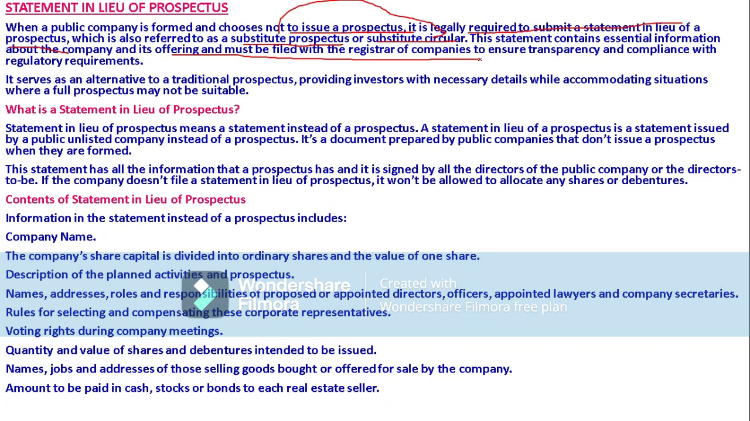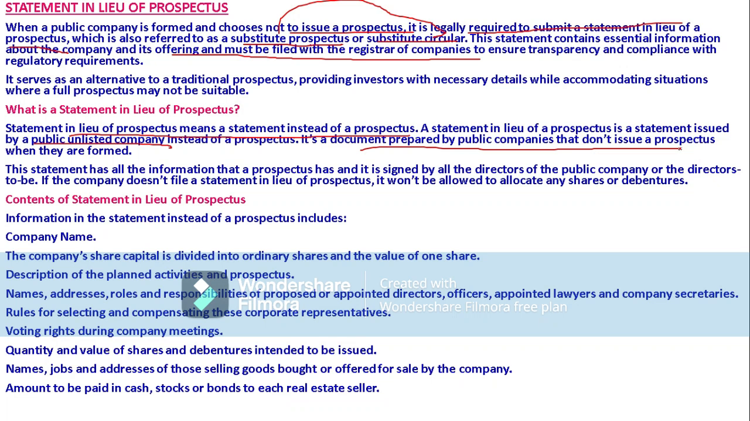Giving information and at the same time filing with ROC is common to both the prospectus and the statement in lieu of prospectus. A statement in lieu of prospectus means a statement instead of a prospectus issued by a public unlisted company. Instead of a prospectus, an unlisted company will issue this. It is a document prepared by public companies that do not issue a prospectus when they are formed.